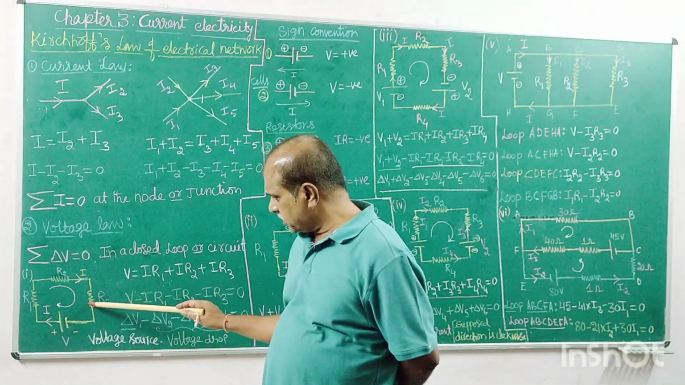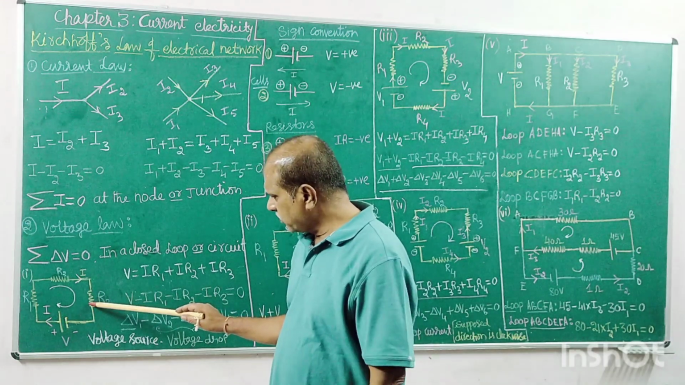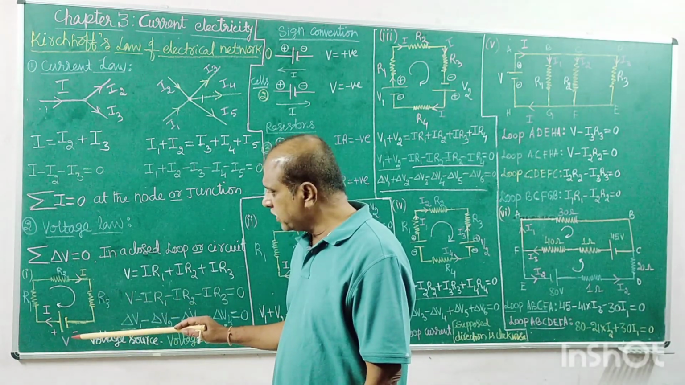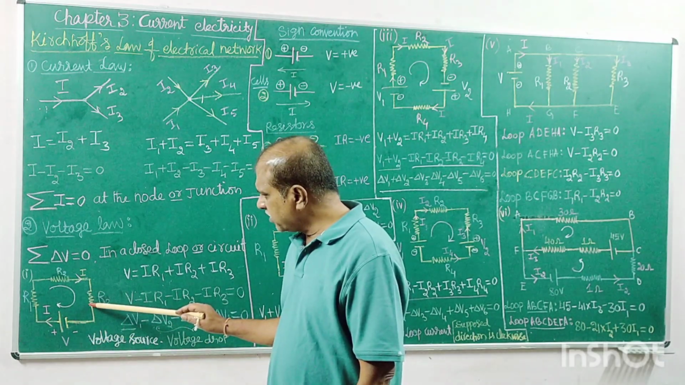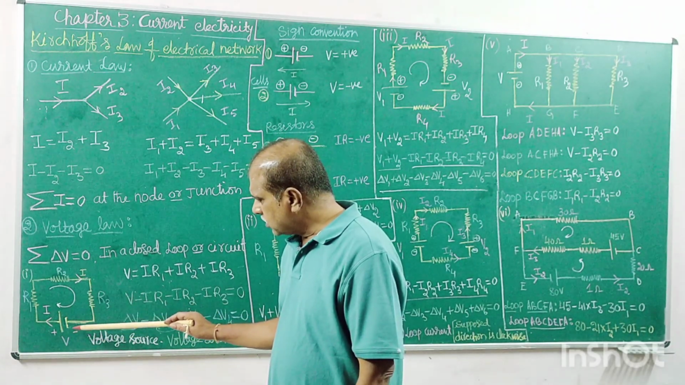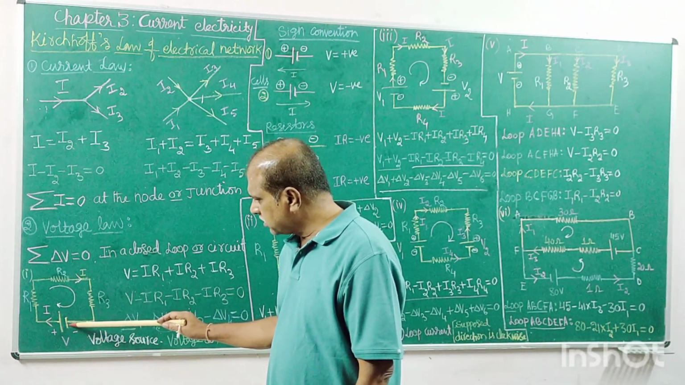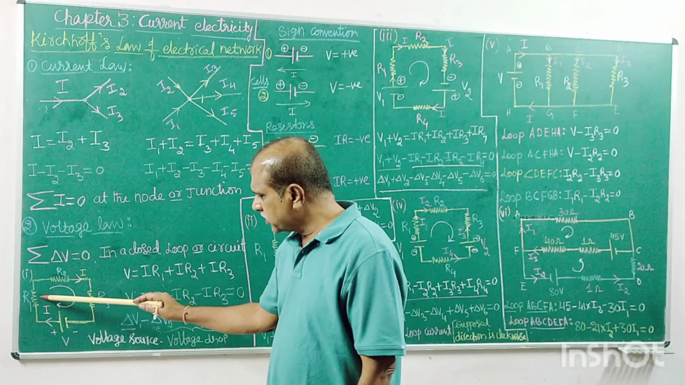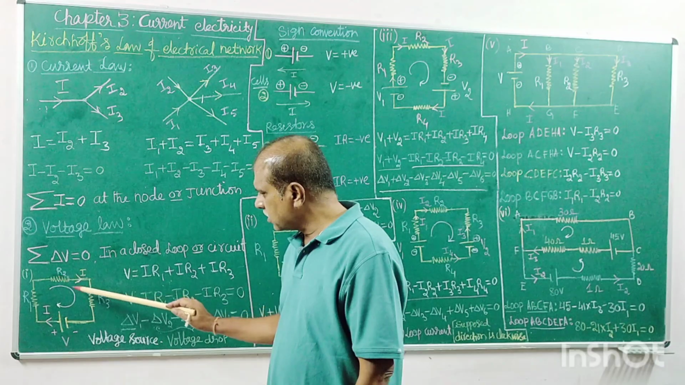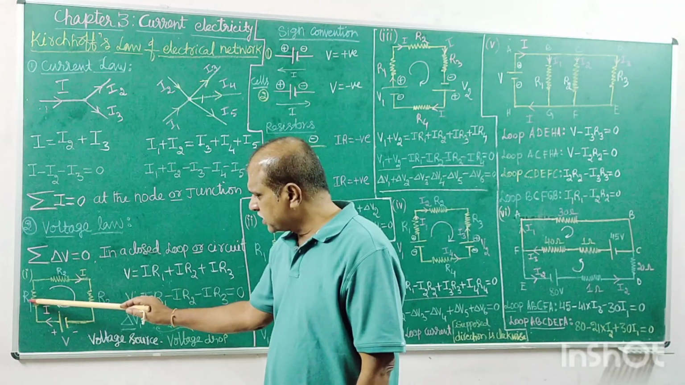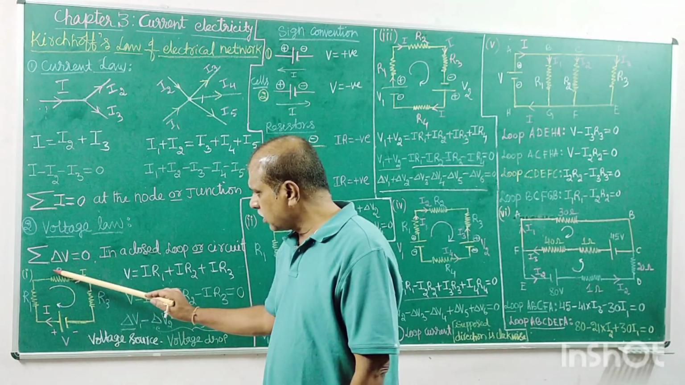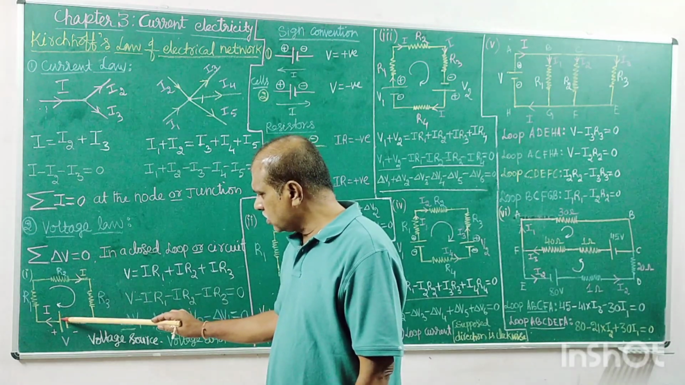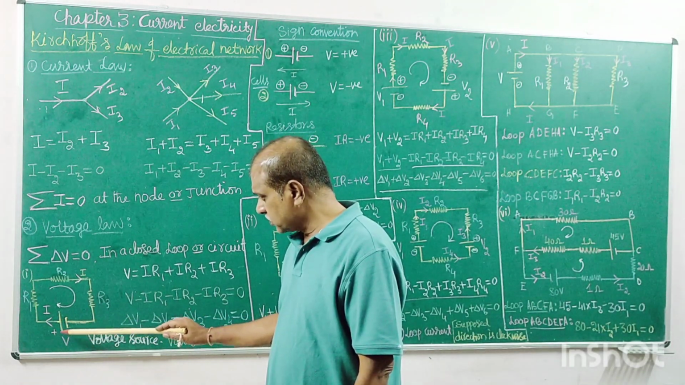In this loop, we see that we have elements connected just as the remaining elements. What elements are connected? This element is the battery, the cell. This element is one resistor, another resistor. This represents the resistance of the resistors R1, R2, R3. And here is the voltage source, the cell.